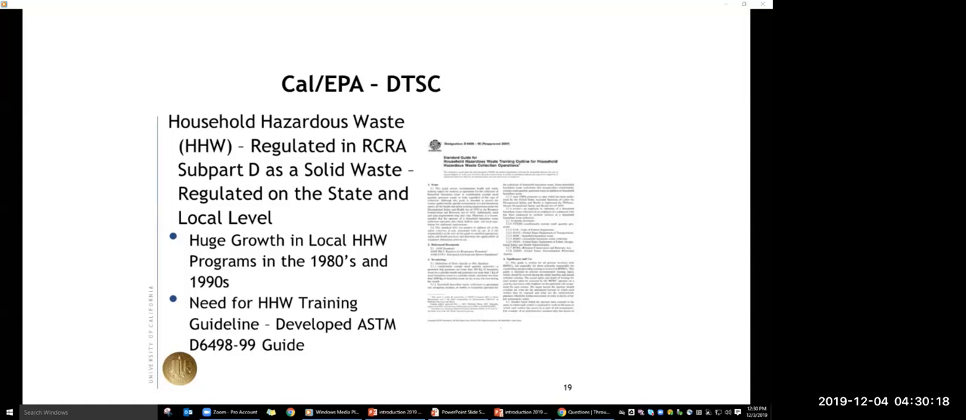So at the request of the North American Hazardous Materials Management Association, commonly known as NAHMMA, I was given the opportunity to develop and carry through an ASTM standard. It was ASTM standard D6498, the standard guide for household hazardous waste training outline for household hazardous waste collection operations.